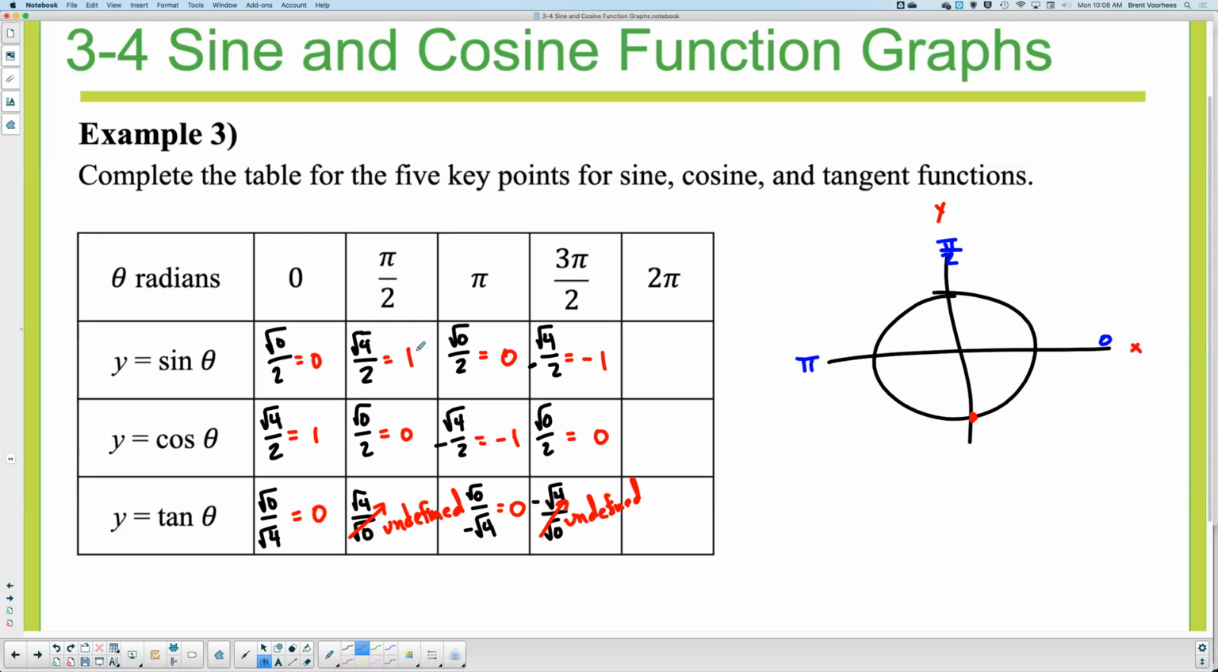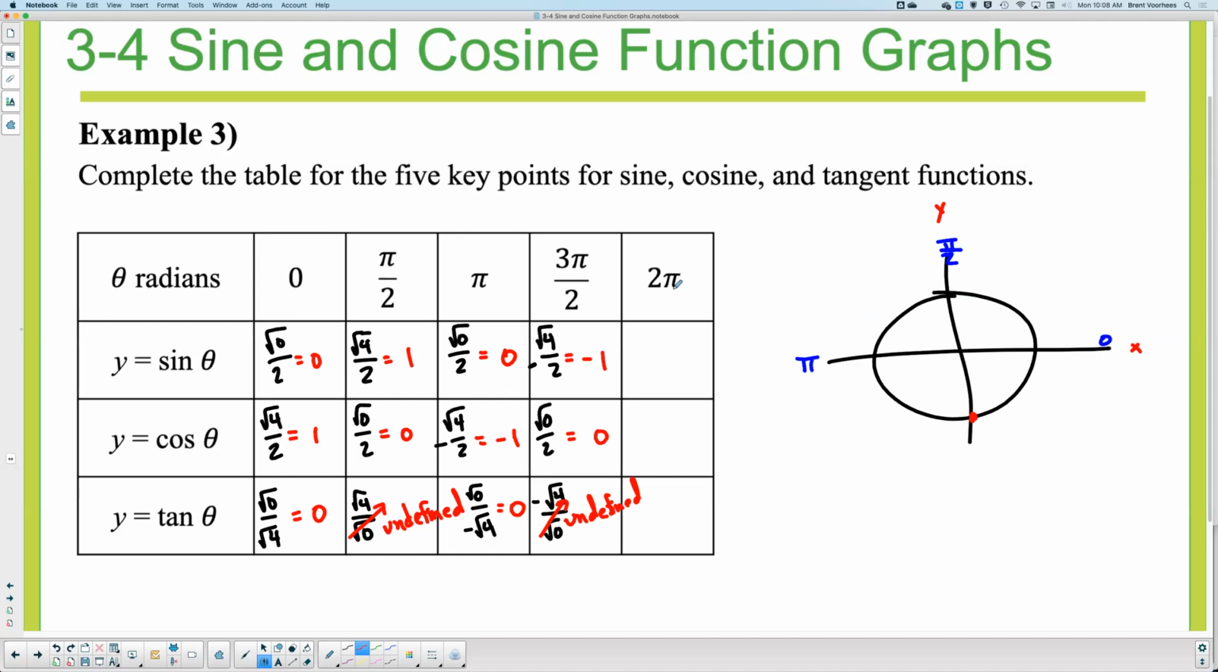So has sine repeated yet? No, we have not repeated yet. It's gone from 0 to +1, 0 to -1. We have not repeated yet. But tangent repeats at 1 pi. It starts repeating. It repeats quicker.